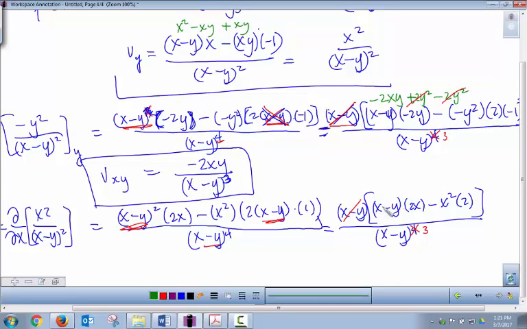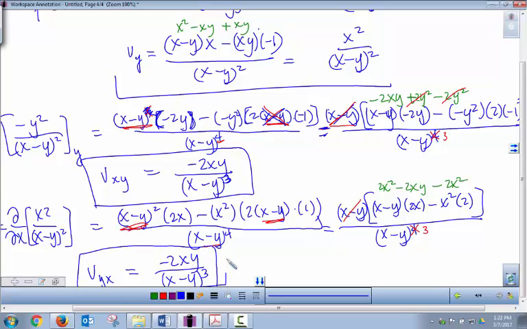So let's see how this simplifies. Let's multiply this out. I'm going to get 2x squared minus 2xy minus 2x squared. So I got negative 2xy. So this is equal to negative 2xy over x minus y to the third. This is our Vyx compared to Vxy, and look, it looks the same. Coincidence? I think not. Okay, so that was fun.